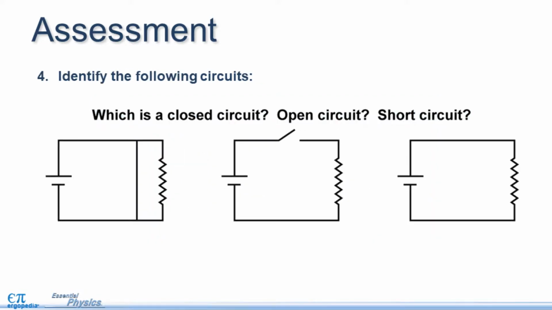Number 4. Identify the following circuits. Which is a closed circuit? Which is an open circuit? And which is a short circuit? Draw the circuits in your notebook and label them at this time. Pause the video if you need more time.